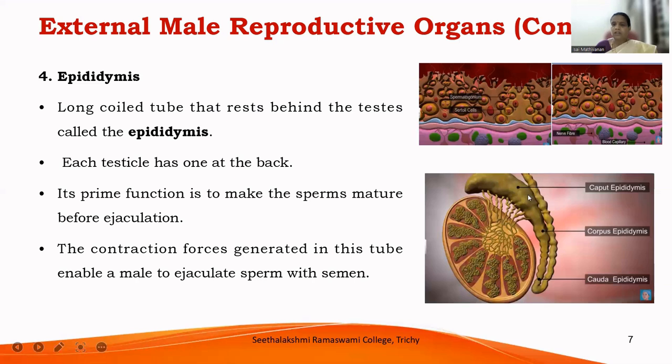The head is called the caput epididymis. The body is called the corpus epididymis. And the tail is called the cauda epididymis. In the caput epididymis, the sperms are non-motile. When they come into the corpus epididymis, the sperm become motile. Then these sperms are stored in the cauda epididymis. Its prime function is to make the sperm mature.